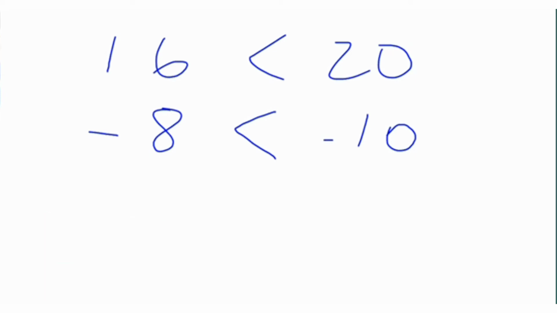So -8 is not less than -10. -8 is greater than -10. So every time you divide by a negative number, the inequality sign changes direction. Take note.